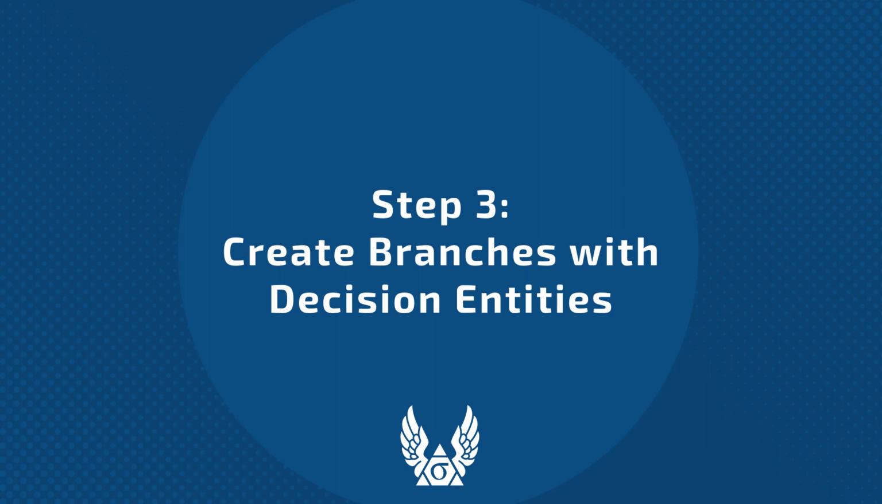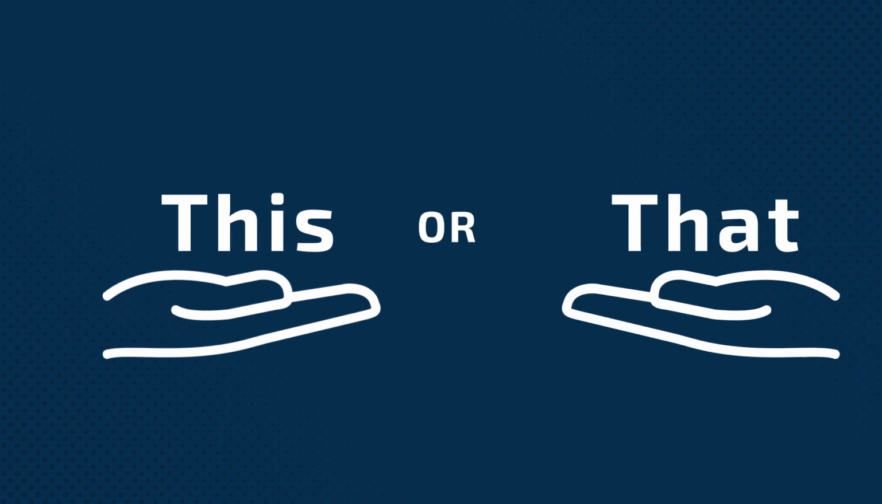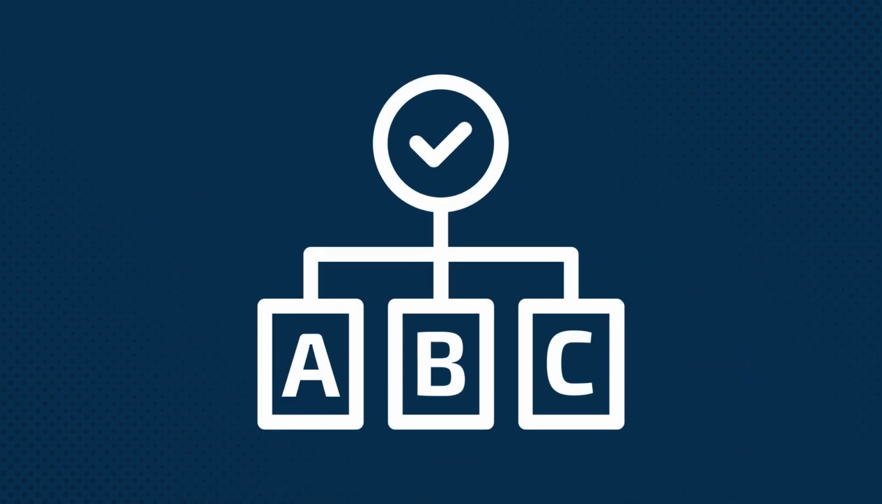Step 3. Create branches with decision entities. Decision entities will create the biggest change in a flowchart, as they will result in the chart branching into two or more different directions. A decision entity could represent a yes or no question, a this or that decision, or even a decision that could have multiple options to choose from. Because of this, it can be helpful to identify which path corresponds to which options presented by the entity.